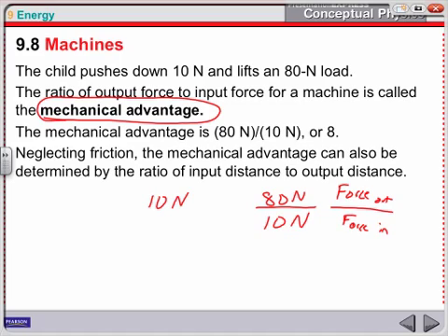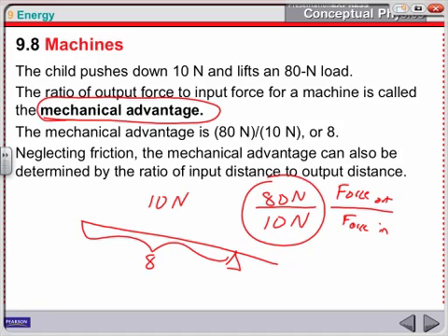I can also figure it out based on the distance. In this case, if those numbers are true, this distance would have to be 8 times longer than this distance. Okay? So notice that this is known as the effort distance divided by the resistance distance.